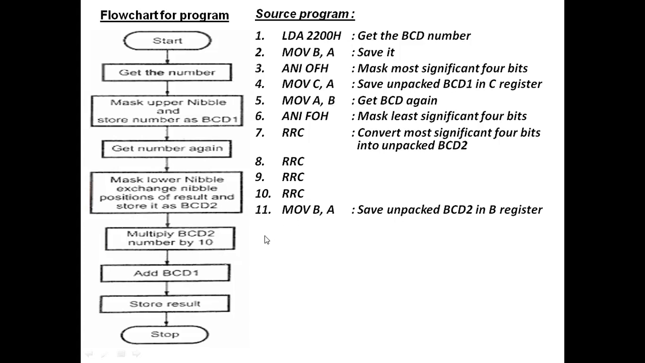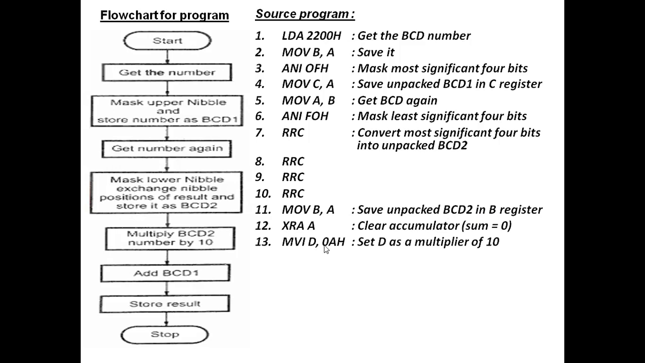Now, what is the process? Next step is to multiply whatever you have got in the form of BCD2 by 10. Now, there is no instruction by which we can do multiplication. So we will be doing successive addition of B up to 10 times, because we have to multiply the value of B by 10. So first of all, we are going to clear the accumulator so that accumulator will become 0. And then we move decimal 10 into the D register, which will be working as a multiplier.